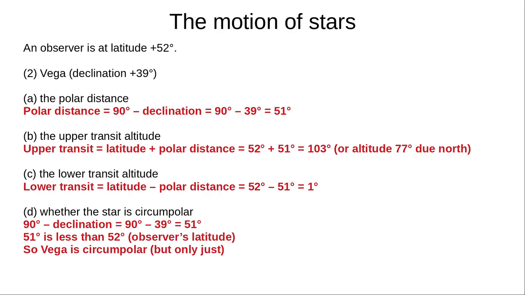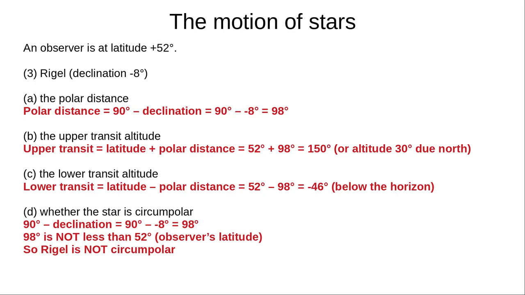For Vega, polar distance is 90 degrees minus 39 degrees equals 51 degrees. Upper transit is 52 degrees plus 51 degrees equals 103 degrees from south, which is the same as saying 77 degrees due north. Lower transit is 52 degrees minus 51 degrees equals 1 degree. Because 90 degrees minus 39 degrees equals 51 degrees, which is less than 52 degrees, Vega is circumpolar. Alternatively, just note that the lower transit is positive. In other words, the star's lowest point is above the horizon.